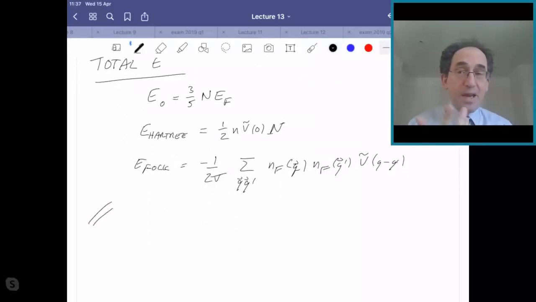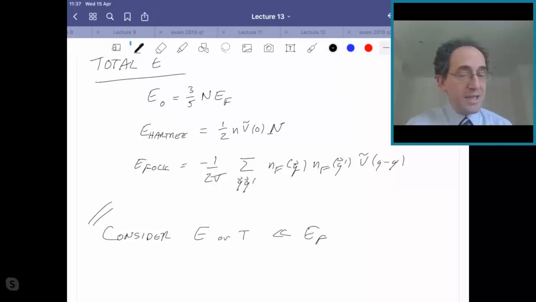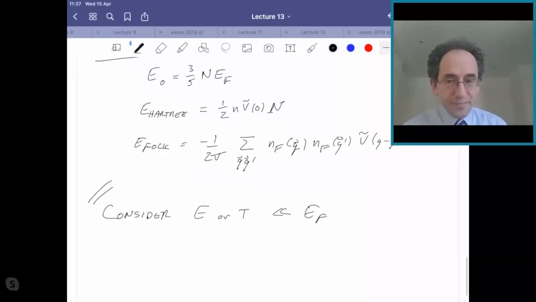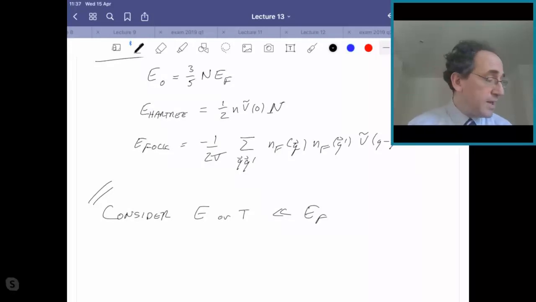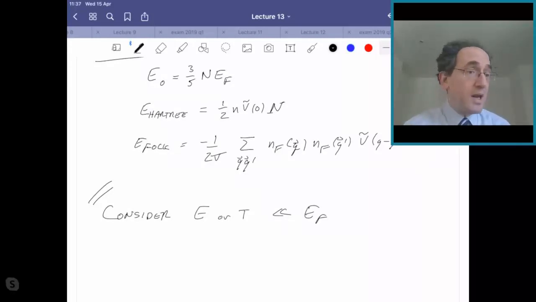Now remember that for most metals, fermionic systems, our interest is at low temperatures or energies, T much less than the Fermi energy. The Fermi energy of your typical metal like aluminum is 10,000 Kelvin or some enormous number like that. So we're interested in very small energy, and it's nice to expand our situation of interest around the Fermi surface.